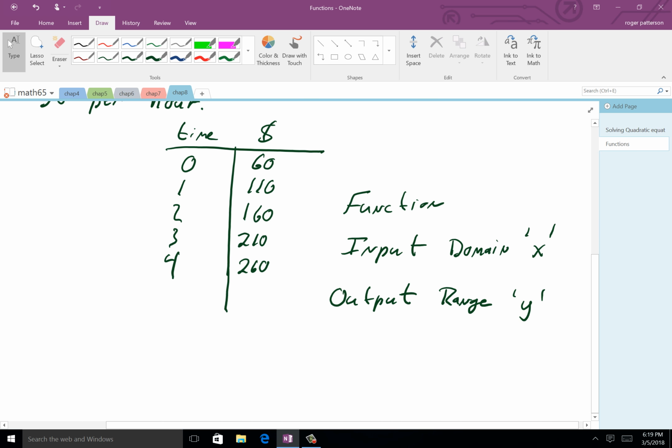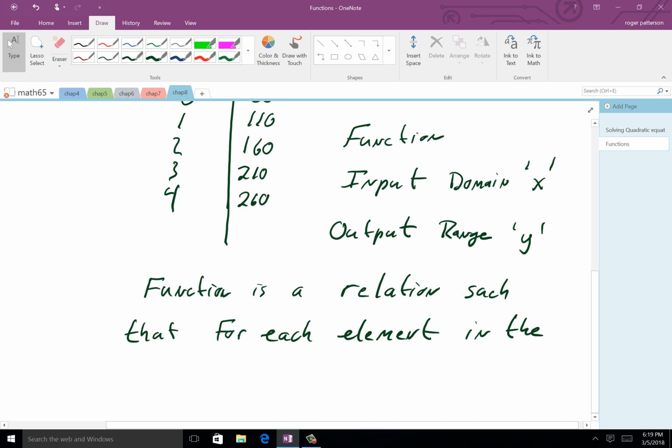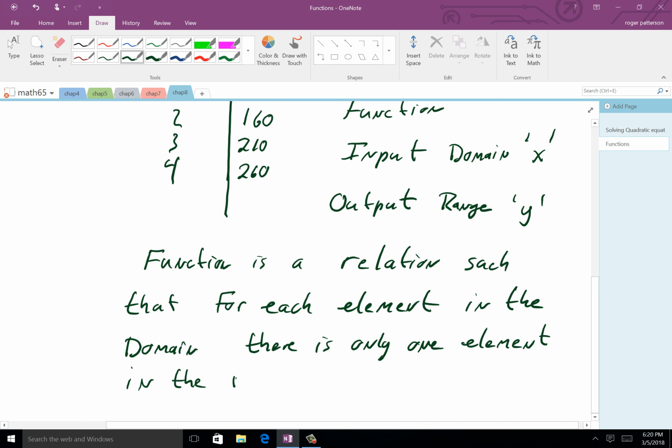But what a function really is, a function is a relation such that for each element in the domain, there is only one element in the range. Okay, so there's a couple words here.